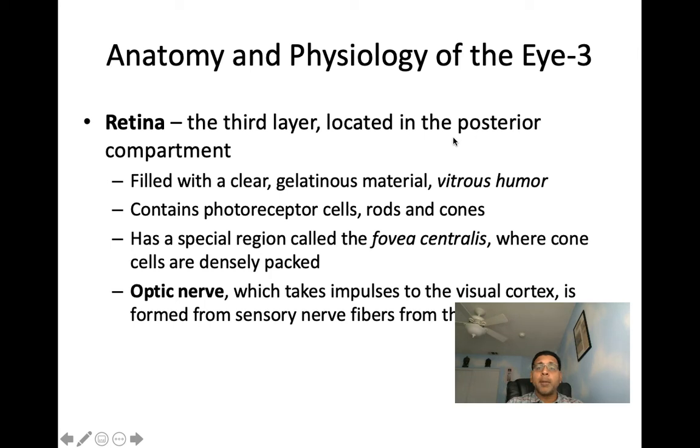It's located in the posterior compartment, and it's going to contain photoreceptor cells, our rods and cones, which are going to be involved with processing visual stimuli. We'll see the retina has a special region called the fovea centralis. This is going to be a region where the cone cells are densely packed. Then we can appreciate the optic nerve. The optic nerve is going to be the nerve taking impulses to the visual cortex. And it's formed from the sensory nerve fibers of the retina.